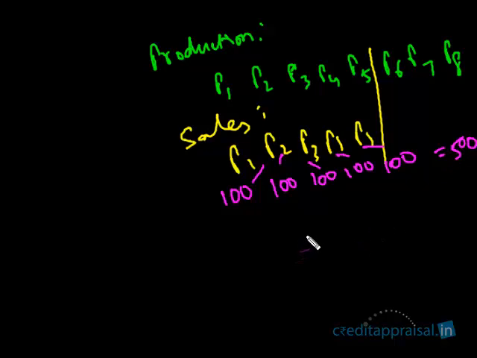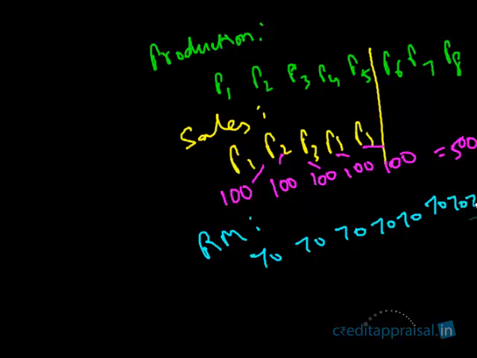Let us also assume that to manufacture each computer, the raw material cost is 70 rupees, right? So please note that for 8 products we have incurred 70 each. So even though we could sell only 5 products, we incurred cost in producing 8 computers. So the raw material cost will be 8 into 70, right?